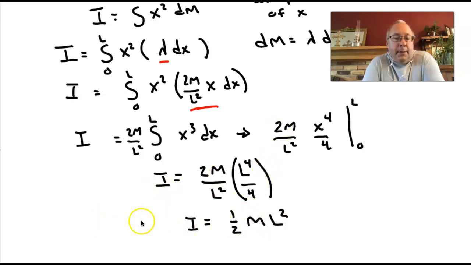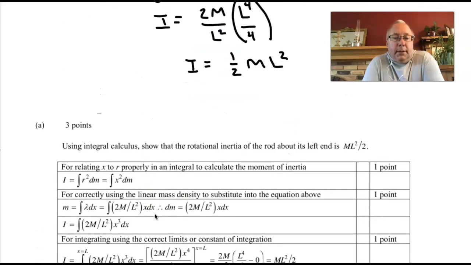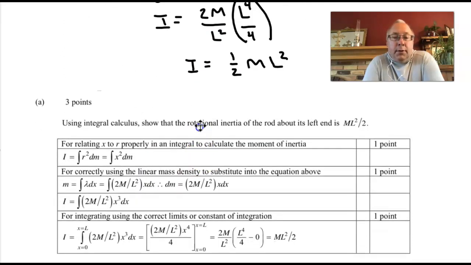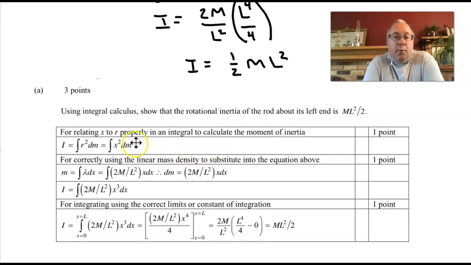So there we go. Okay, so moving on, you can see how they award the points. They just want you to be able to know that you need to use that expression, so you get 1 point for just being able to copy that right off your equation sheet. Then correctly substituting the linear mass density for the dm expression, they give you a point. And then for actually being able to come up with the correct answer, you get a point. So even if you screw up the integral somewhere, you can get 2 points for just getting everything set up right. All right, so that was part A.